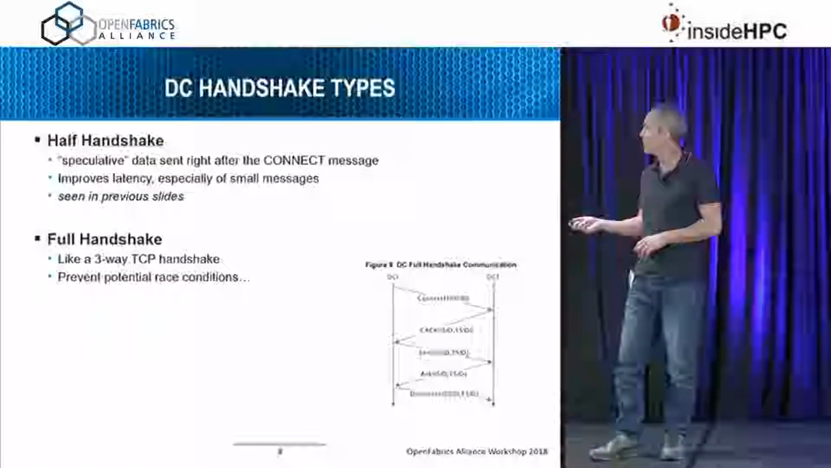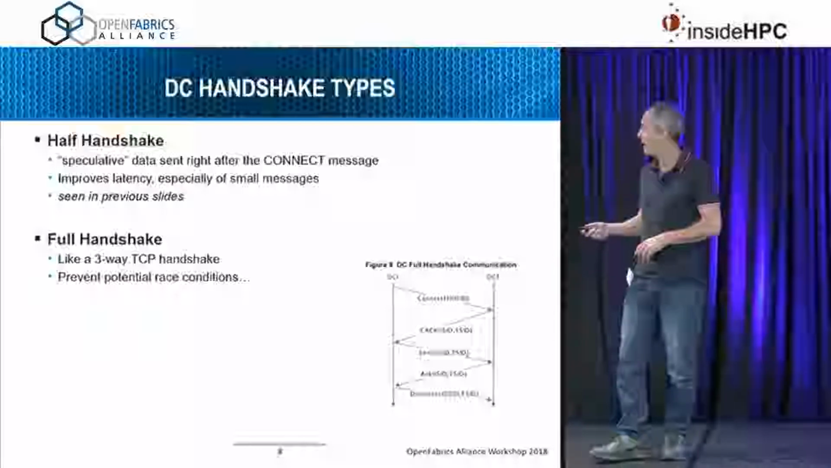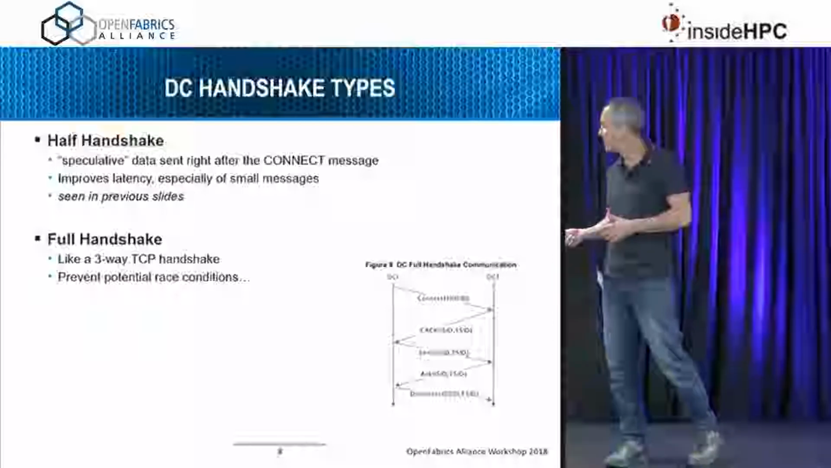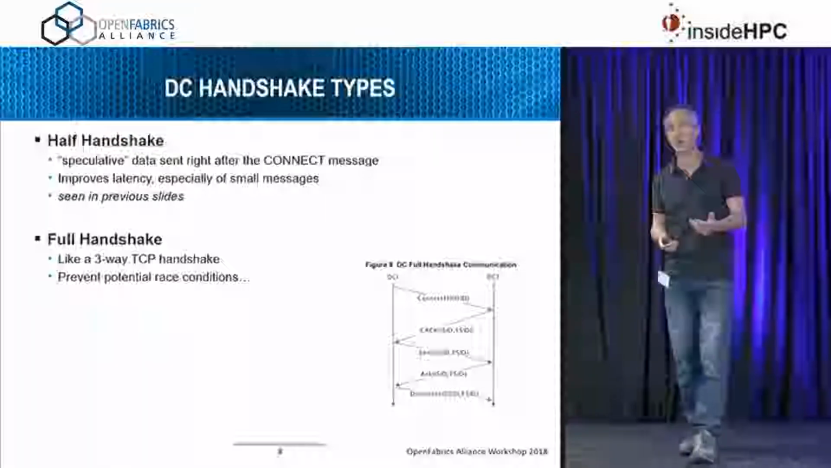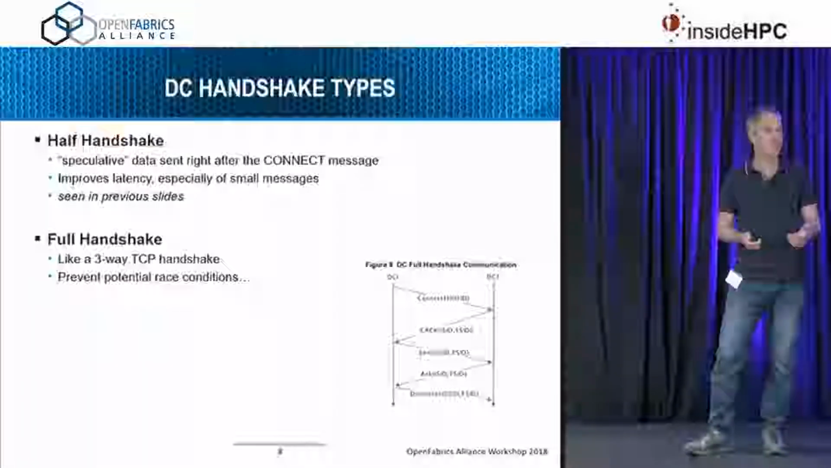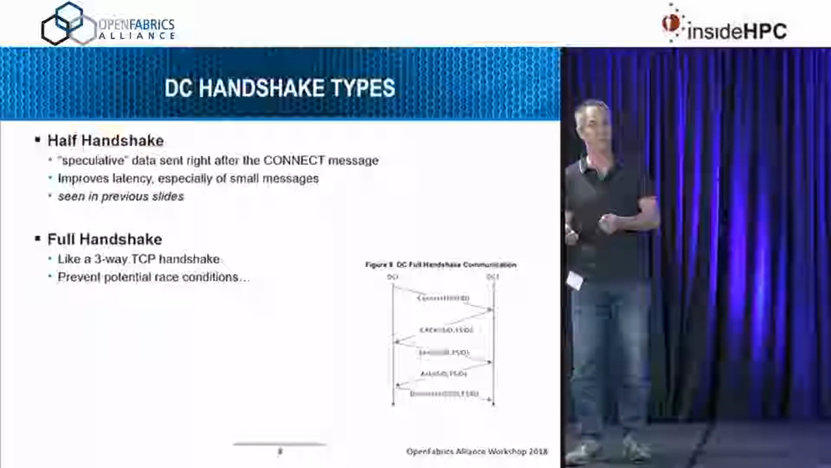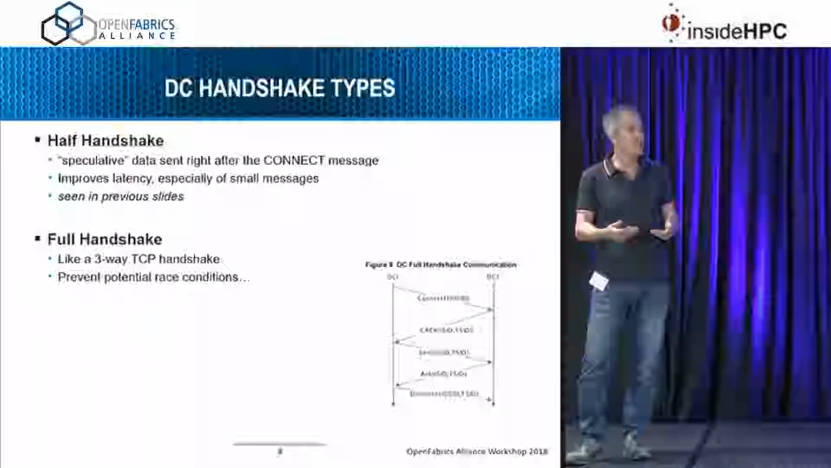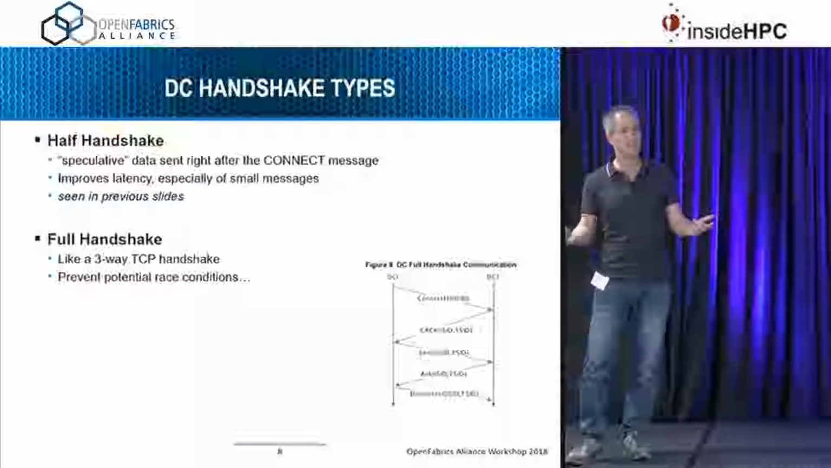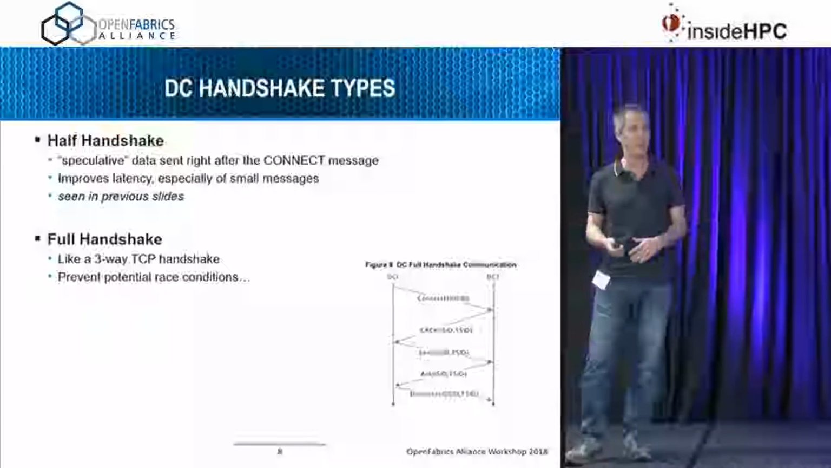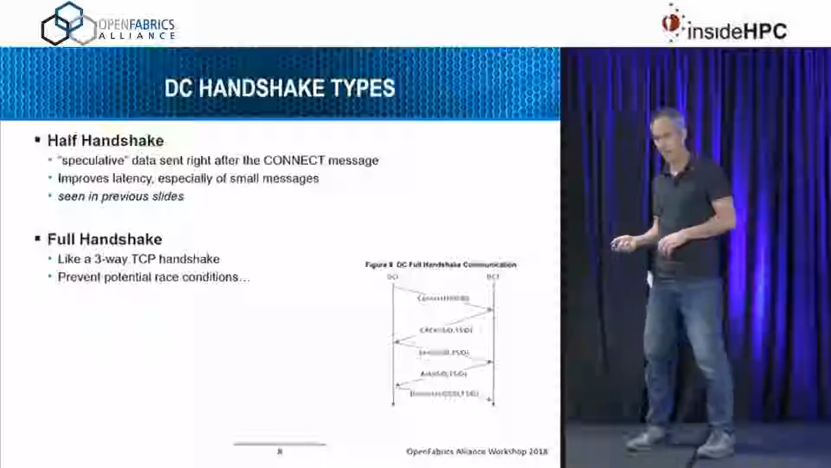Full handshake is very similar to TCP handshake, so we prevent potential race conditions, and we don't start sending until the connection is fully established. The application can choose which one of the handshakes it prefers to use, understanding the fabric, understanding how many DCIs and DCTs it allocated on each part of the application.